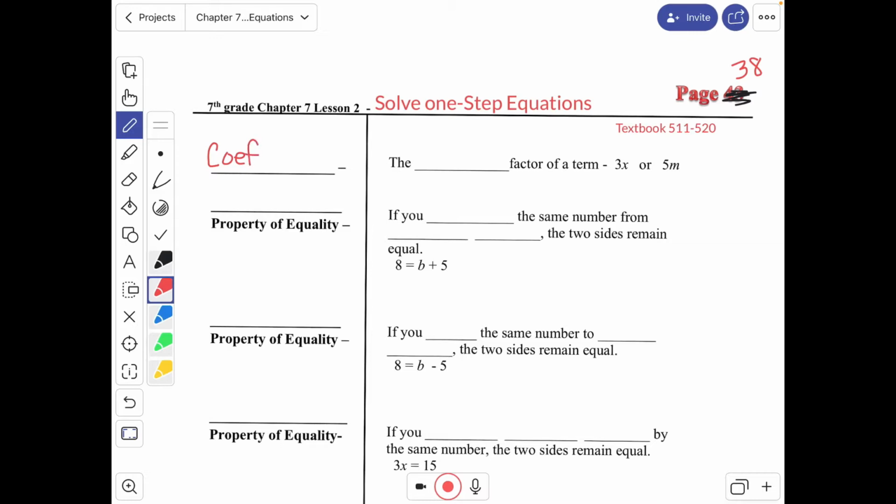Coefficient. Coefficient is the numerical factor of a term. Numerical means number. So the 3 and the 5 are both the numerical factor. So the coefficient is 3 or the coefficient is 5.